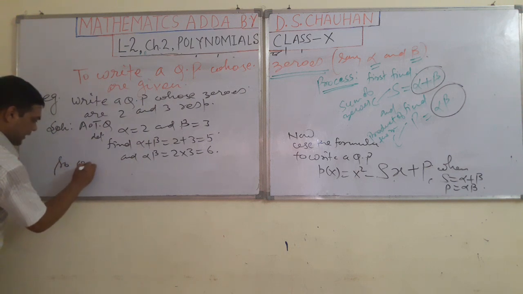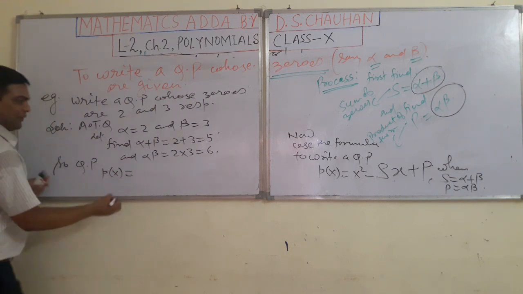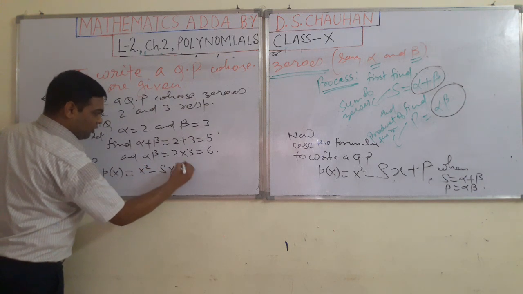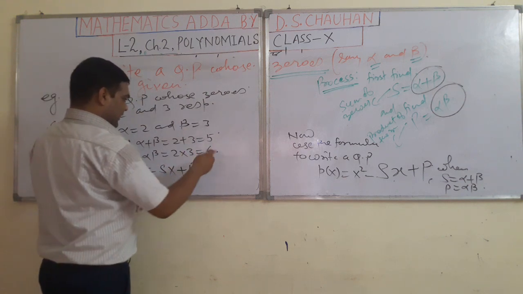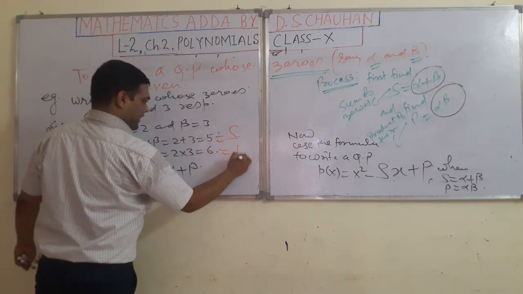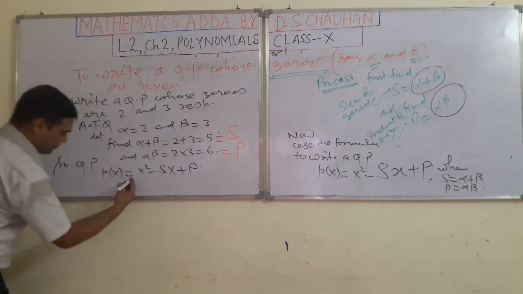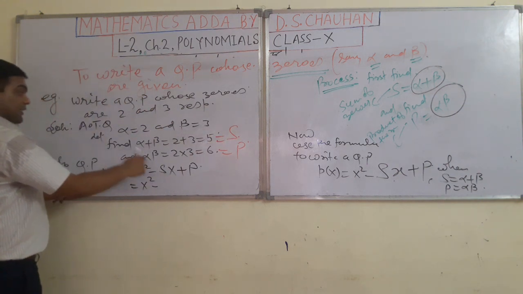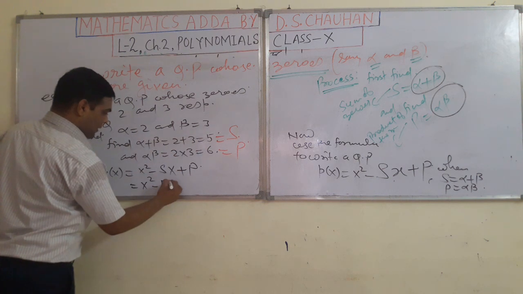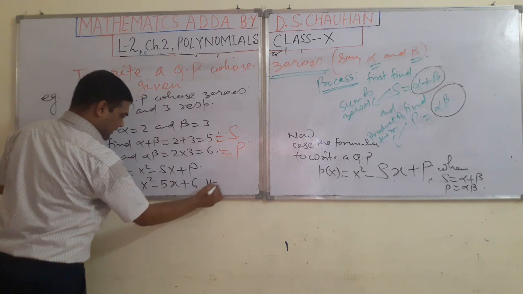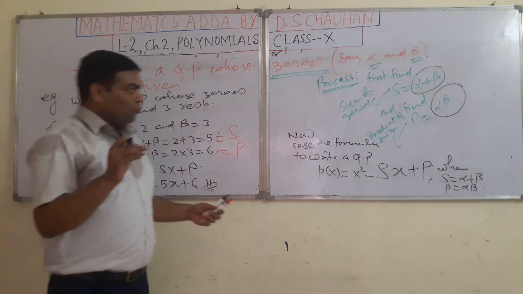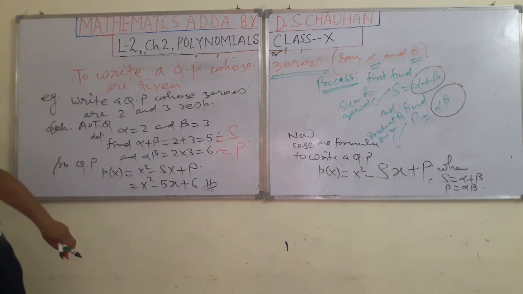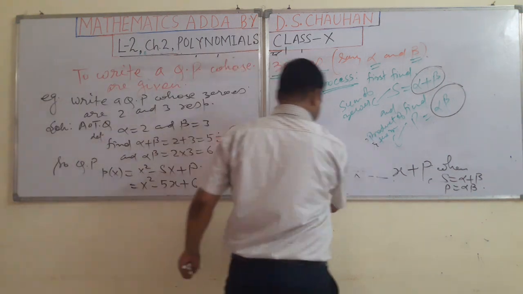So the quadratic polynomial, easily, student: p(x) equals x square minus sum of the zeros into x plus product of the zeros. Put the values, get the answer. x square minus, how much is the sum here, student? It is 5 into x plus 6. This is the quadratic polynomial. Is it clear, students? I hope it is clear to all of you. One more question I am giving you here. Try to understand.